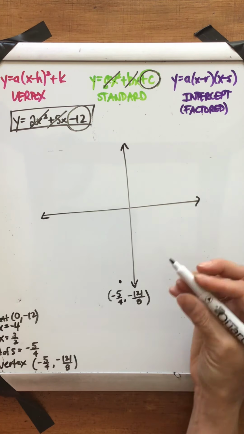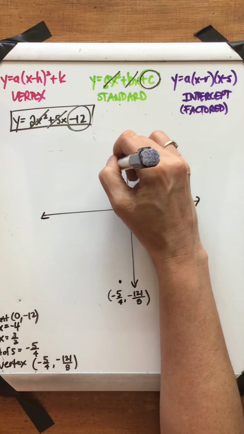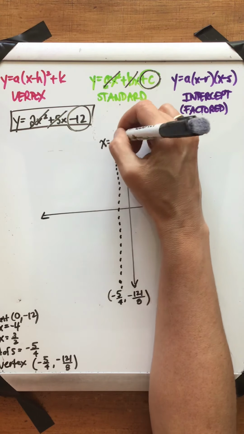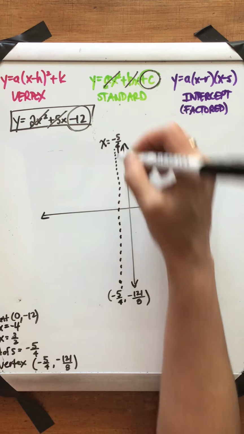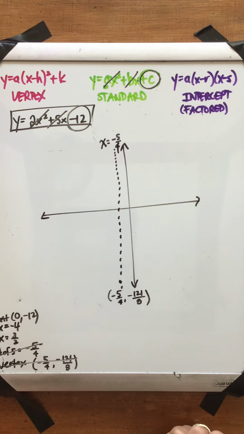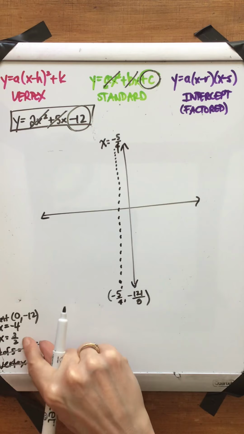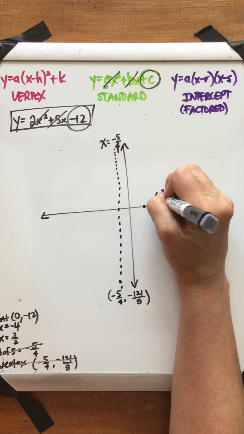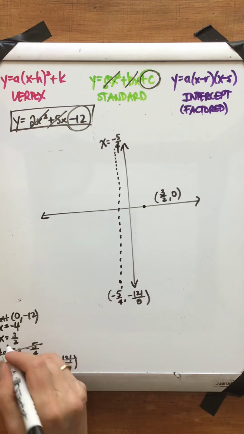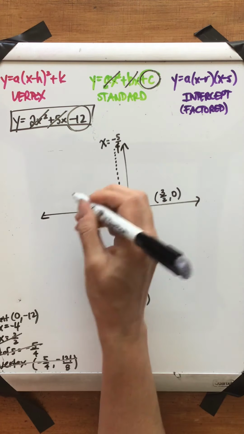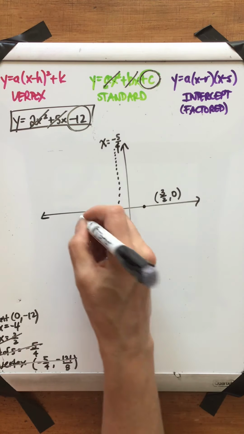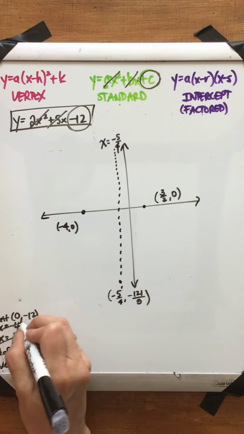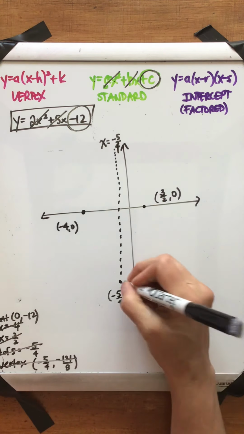There's the vertex. I could add in my axis of symmetry here. And up here I could say x equals negative 5/4. Okay, so there's two of the things I need to show. I need some x-intercepts. One of them's at 3/2, so a little bit more than 1, so maybe here. And I'll just write it as 3/2, 0. The other one's at negative 4, so I don't know, maybe somewhere over here. Okay, and I've got a y-intercept at negative 12.